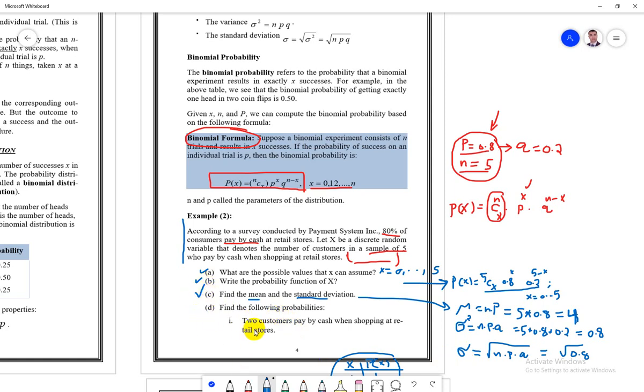Question D, you have different sub-questions. How to substitute in the formula to answer that or to find the probability? Indeed, I will simplify that for you. So now I will answer question I. Question I, find the following probabilities.